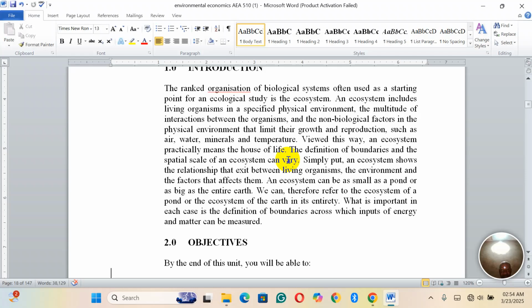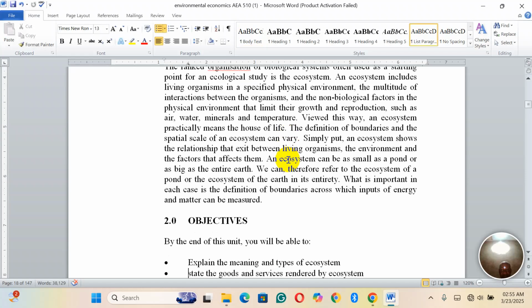So we're looking at the way an ecosystem practically means the house of life. Then the definitions of boundaries and the spatial scale of an ecosystem can also vary. Simply put, an ecosystem shows the relationship that exists between living organisms, the environment, and the factors that affect them. An ecosystem can be as small as a pond or as big as the entire earth. We can therefore refer to the ecosystem of a pond or the ecosystem of the earth in its entirety. What's important in each case is the definition of it.